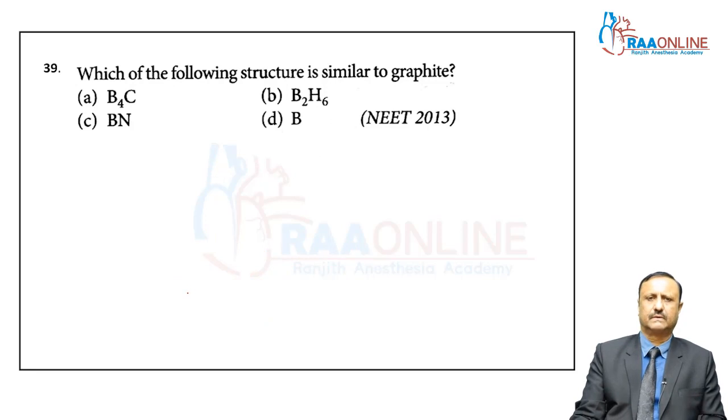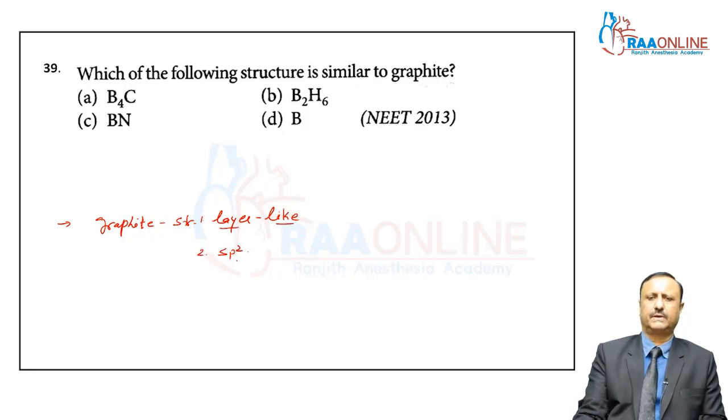Which of the following structures is similar to graphite? My dear students, the graphite structure is layer-like. A layer-like structure is present in graphite, number 1. Number 2, sp2 hybridization is present in graphite. And number 3, one electron is unpaired in graphite. Due to this electron, graphite is conducting in nature. So, graphite is used as electrodes.